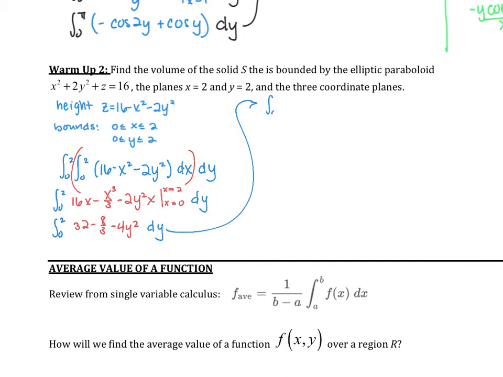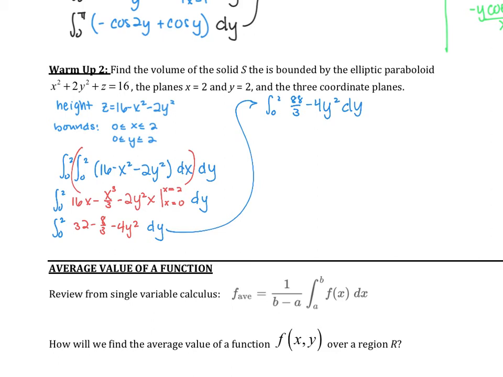Let's simplify it. 0 to 2 of 32 minus 8 thirds, so 96 minus 8 would be 88 over 3 minus 4y squared dy. Okay. Now, well, this was that inner integral.